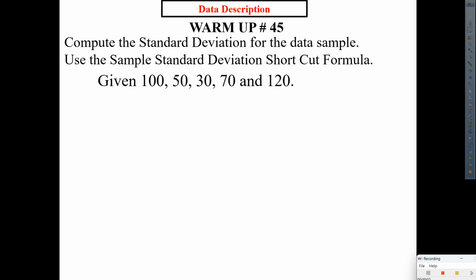Whoop, whoop. Warm-up number 45 should be on your screen as soon as you log in. It shouldn't take you long. It says compute the standard deviation for the data sample using the shortcut formula. Oh, yes, we got this. They're giving you 5 data values: 100, 50, 30, 70, and 120. So, log in. Get that done.